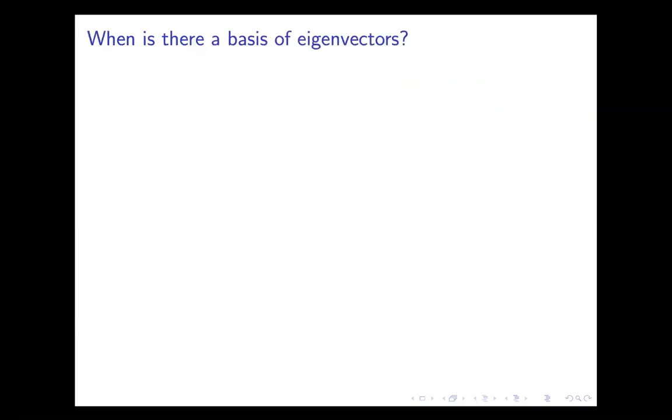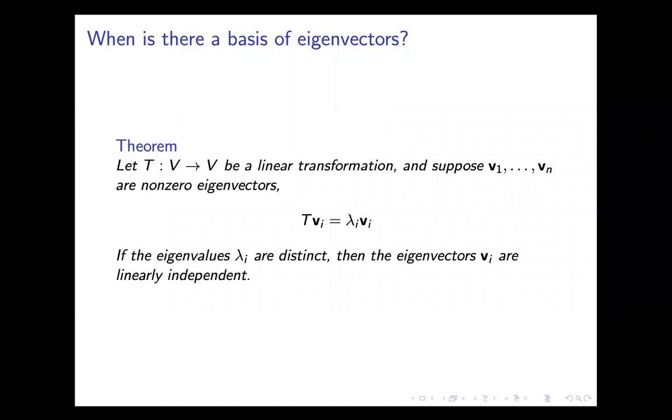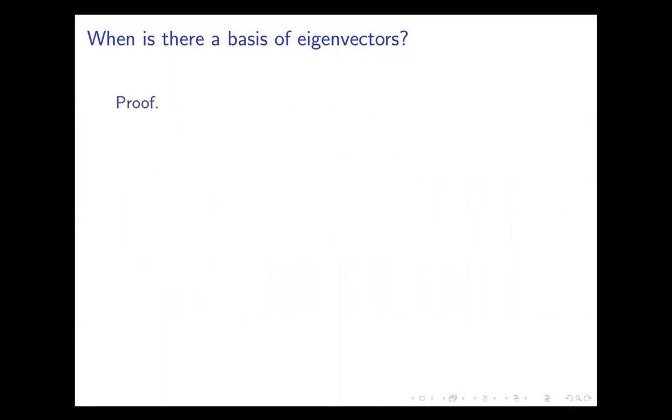So we saw a bunch of examples when there is no basis of eigenvectors, and we saw examples when there is a basis of eigenvectors. So there's a theorem. Let T be a linear transformation from V to itself, and suppose that V1 through Vn are non-zero eigenvectors, so that T acting on Vi is equal to lambda i times Vi. If the eigenvalues are distinct, then the eigenvectors are linearly independent. Let's prove it.